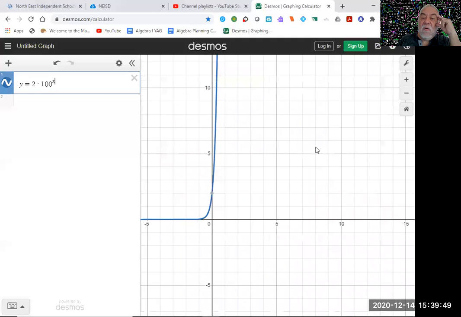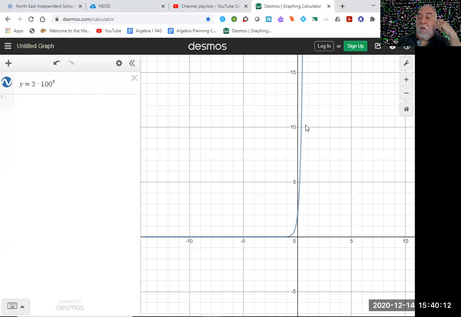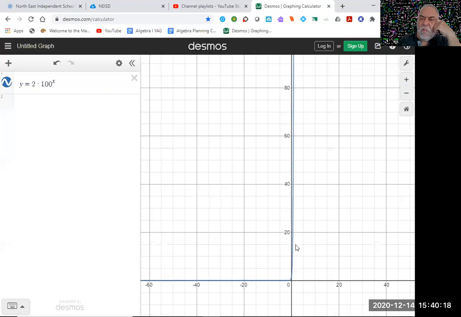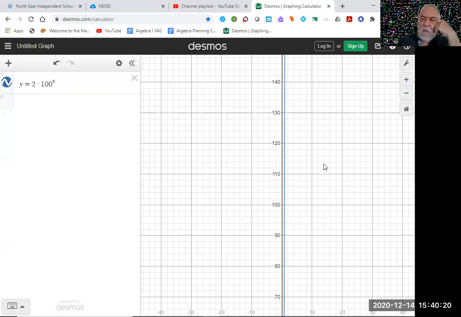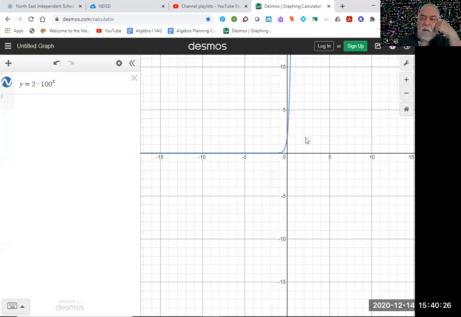Now, you can see how it increases very sharply, because 2 is the first value at x equals 0. Then for x equals 1, the value is going to be 2 times 100, so it's going to be 200. So it's going to go up very, very sharply, very quickly. That's if you have a high growth rate, a big multiplier there.